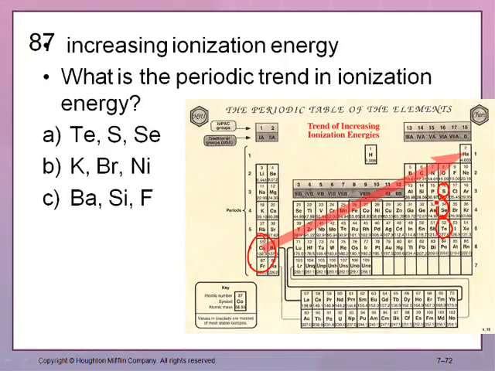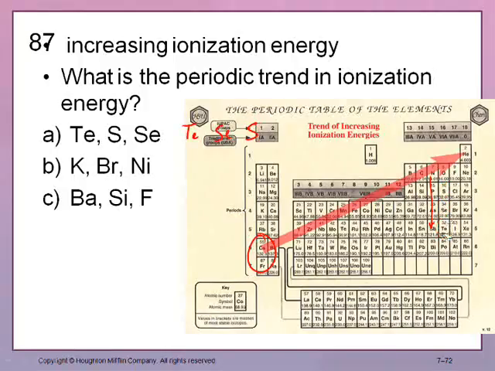Now the trend is that as we get further from the nucleus, it's easier to remove those electrons. There's more shielding effect from the core electrons. So as we go down here, the ionization energy tends to get lower and lower. So we would be looking at tellurium, selenium, and sulfur, if we're supposed to put them in order of increasing ionization energy.